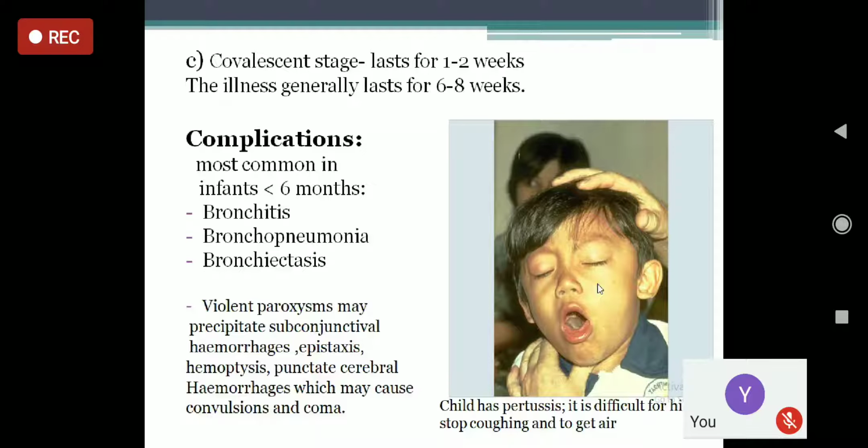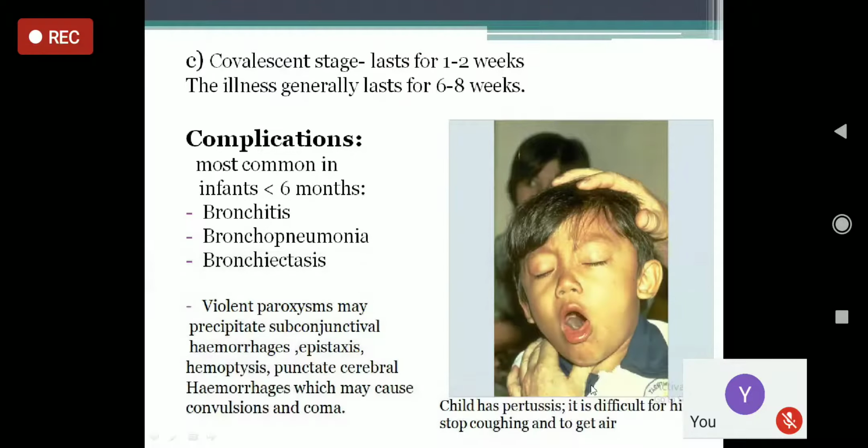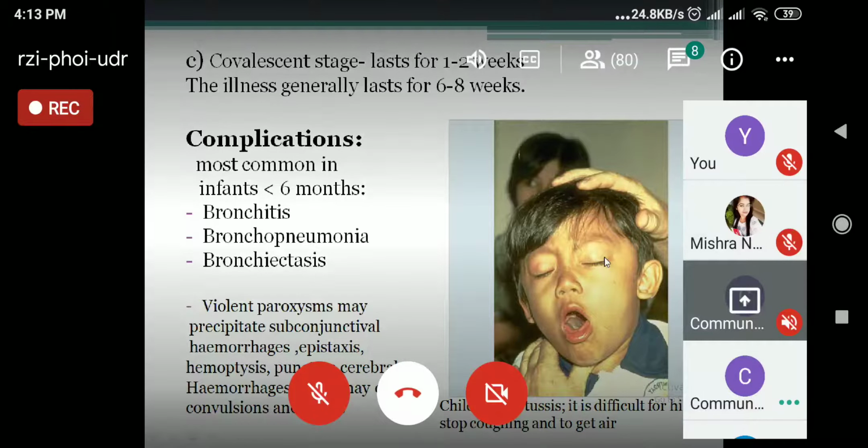So just remember that bronchitis, all the bronchi will be affected. So it will cause inflammation of bronchi, pneumonia, and bronchiectasis. Bronchiectasis, this is permanent disruption of the terminal bronchioles. That is bronchiectasis. The terminal bronchioles will be collapsed permanently. Okay, that is bronchiectasis. And paroxysms may precipitate subconjunctival hemorrhage. So when the child is having this paroxysmal attack of cough, the child may develop subconjunctival hemorrhage also. There may be bleeding in the subconjunctiva also.